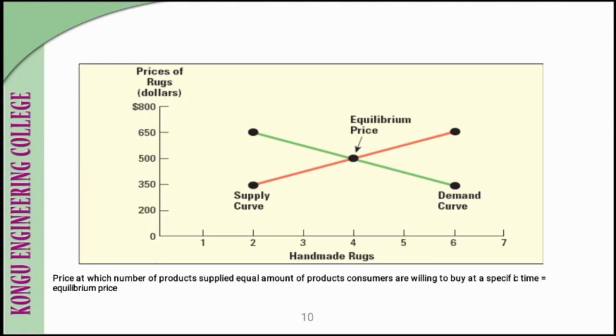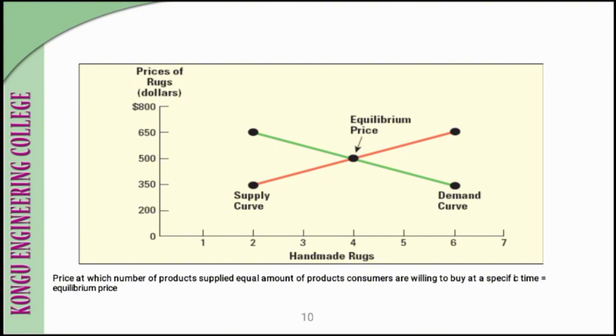So here is the equilibrium price. Equilibrium means that at some point of time, the demand and supply are at the same particular level. If you take an example, at a particular price of 25, the supply and demand are both the same. Here, for handmade rugs at quantity level 4, the price will be 500. That is the equilibrium condition.